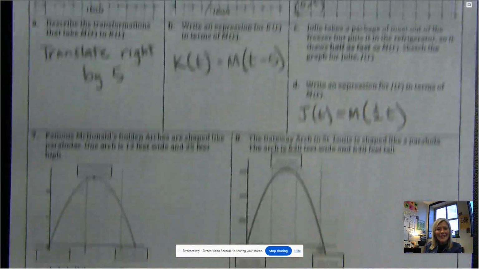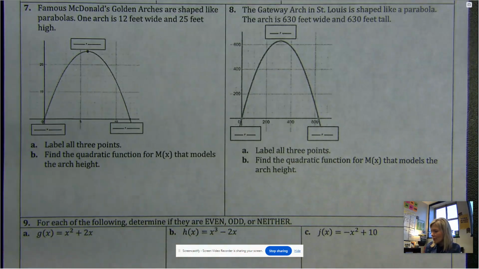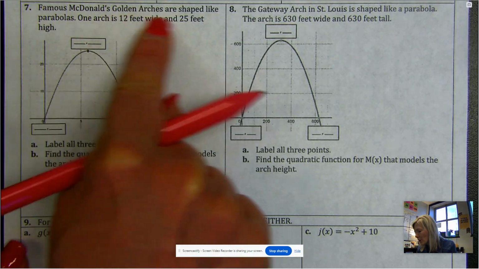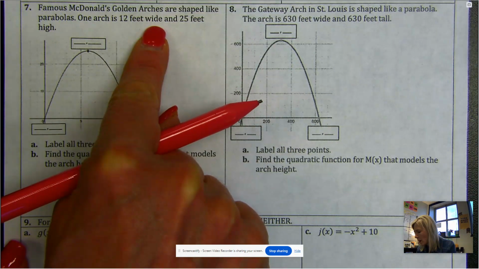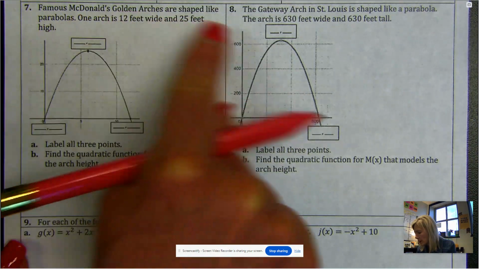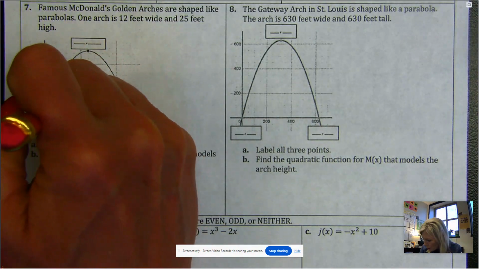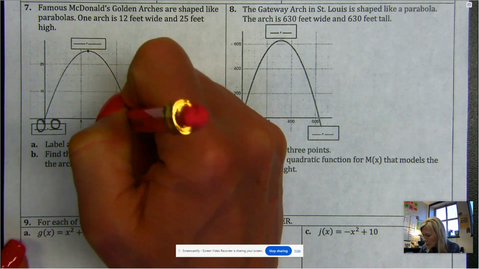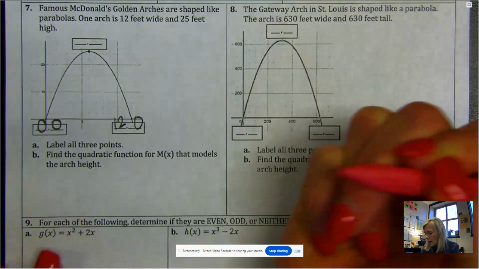All right, a couple of parabolas, a couple of even odd functions, and we will be done. So, the famous McDonald's golden arches are shaped like parabolas. One arch is 12 feet wide and 25 feet high. So we can label the points. So this would be 0, 0, 12 feet wide. So this is 12 and 0, and then 25 feet high.